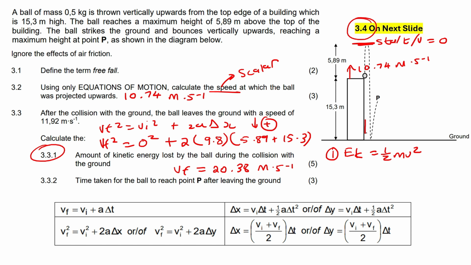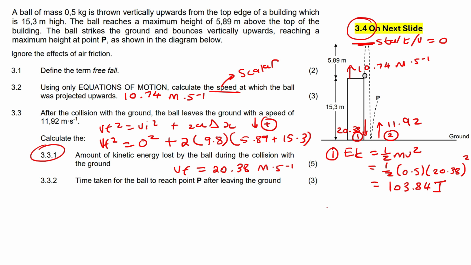Okay, so let's just quickly remind ourselves. We know that the ball hits the ground, and we know that that velocity is 20.38. We know that it bounces up with 11.92, which is what they gave us over here. So we can now work out the kinetic energy over here by just using this formula. The mass is 0.5, and the velocity is 20.38. Don't forget the square, and that'll give us 103.84. Now remember, kinetic energy is measured in joules, and it has no direction.